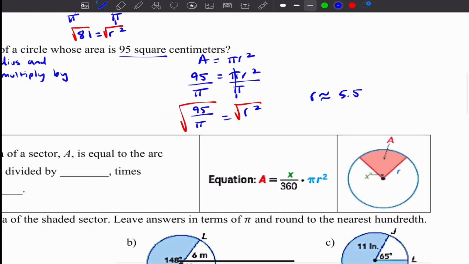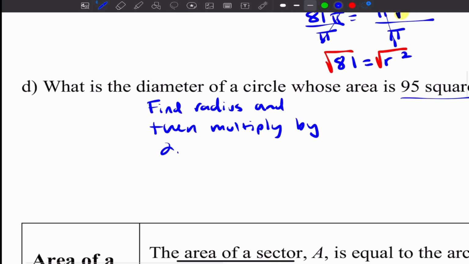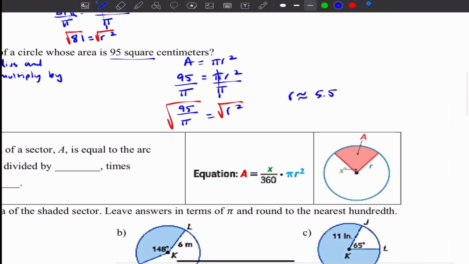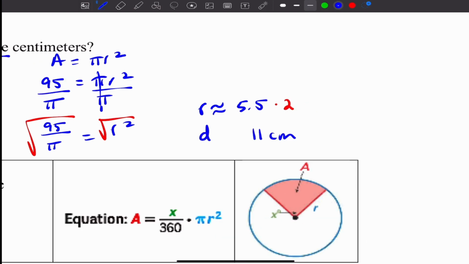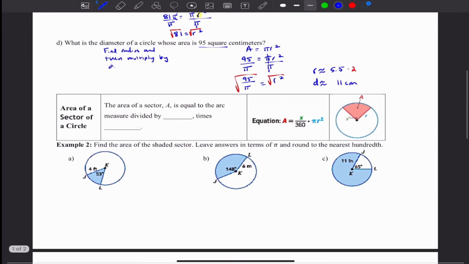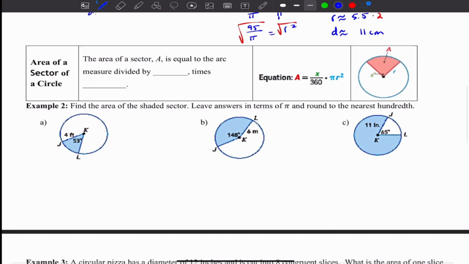Okay, so the radius is approximately 5.5, but that's not our answer though, because we're asked to find the diameter. So when you find the radius, you're going to multiply that by 2. So r is approximately 5.5. You multiply that by 2. D is approximately 11 centimeters. D for diameter.